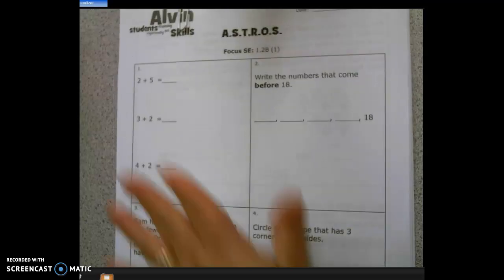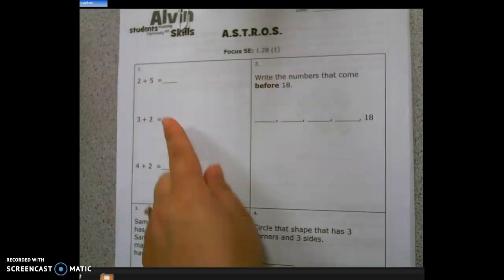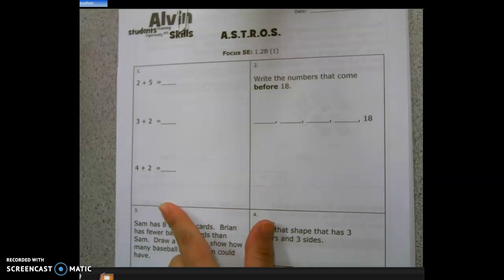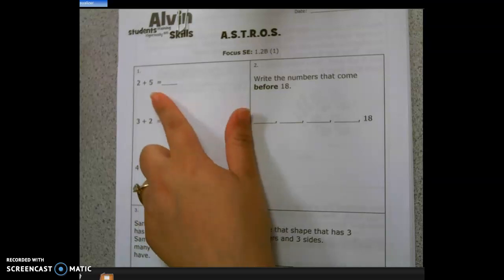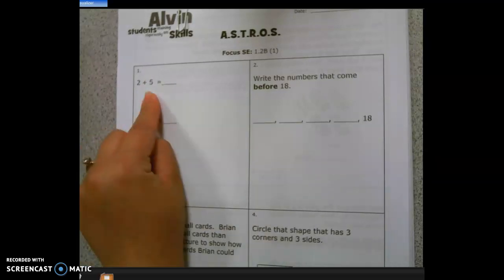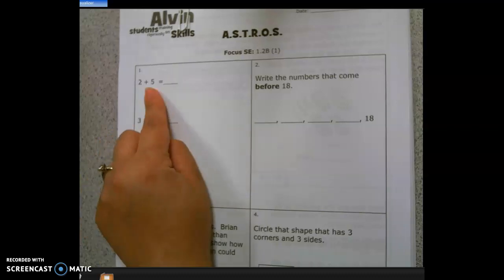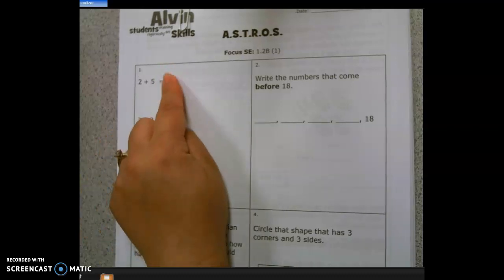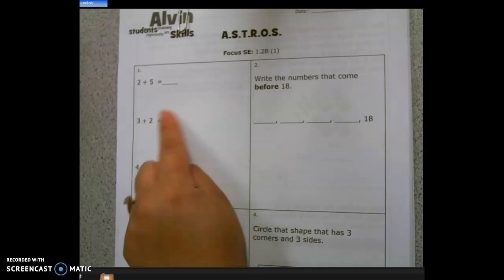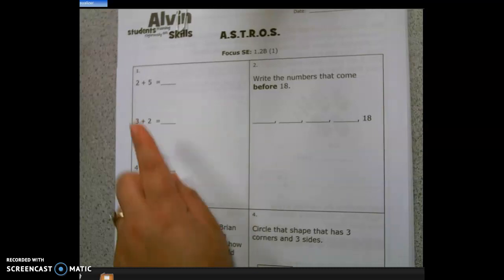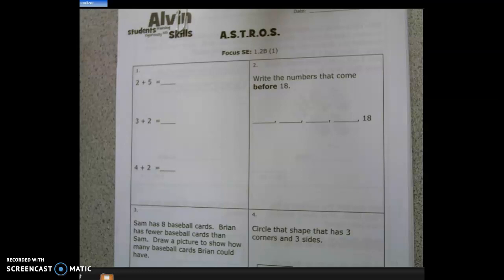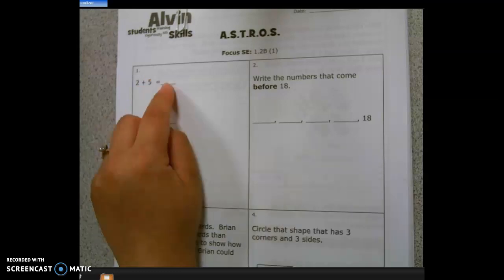So this is going to be your first homework, and you're going to do this by yourself. What you're going to do first is solve number 1. You're going to figure out what is 2 plus 5. Write the answer here. You may draw a picture below it to help you. Boys and girls, what is 2 plus 5? 7. So you would write 7.